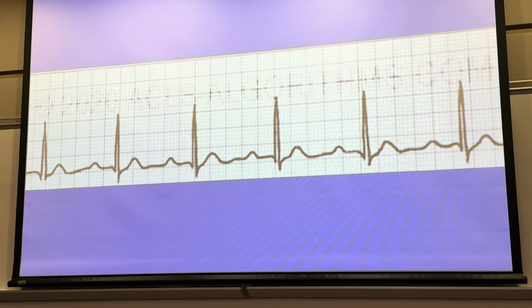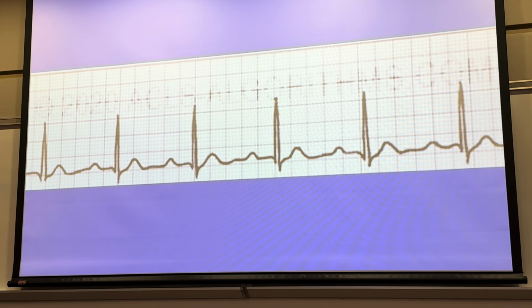Okay. Meredith, what do I have here? I think it's right part. Not quite. It could be bradycardia, but there's something more to it. Anybody else have anything? First degree, okay?